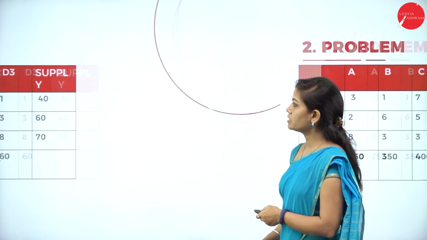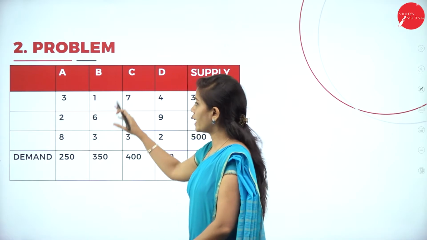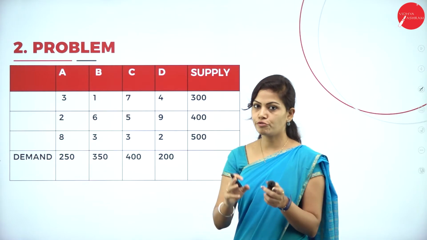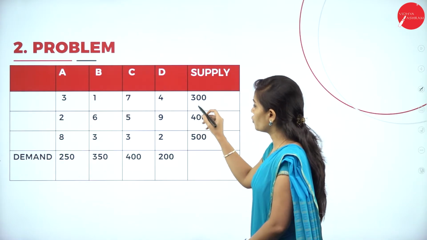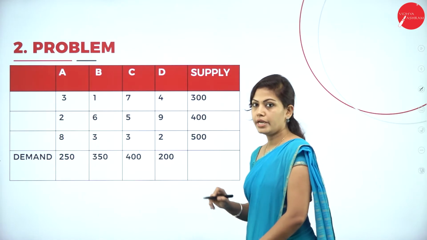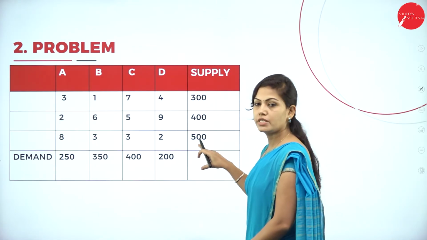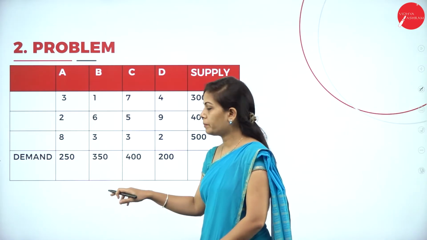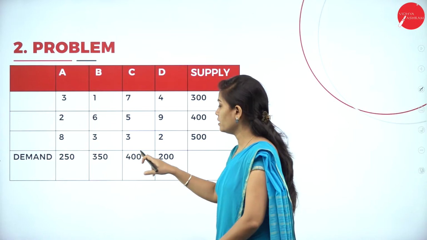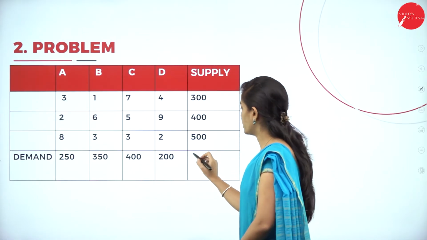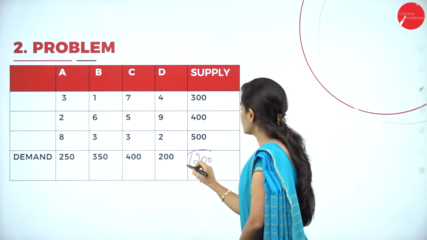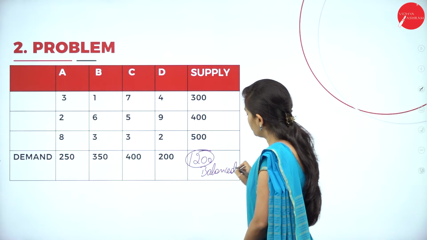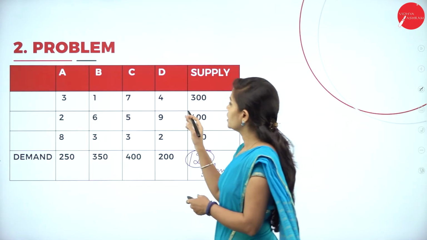And the next problem is we have 3 rows and 4 columns and supply and demand. So what is the first step? We have to find whether it is balanced or unbalanced. Supply 400, 300 and 500, it is 700 plus 500 is 1200, and in demand 250, 350, 600, 400 is 1000, 1200. So it is a balanced problem. You can proceed now.